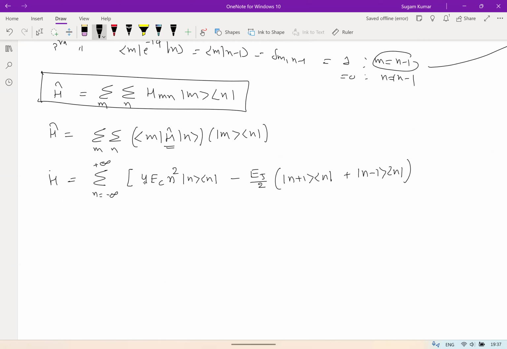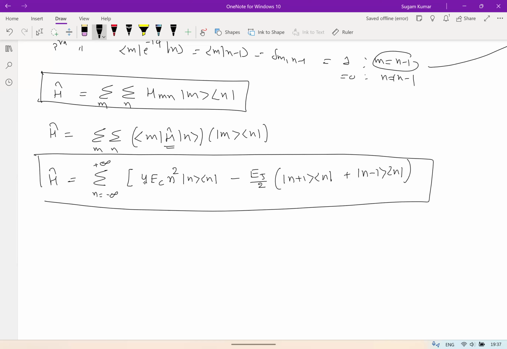So this is the Hamiltonian in the number operator form. I have completely written the Hamiltonian in the number form. Or you can say this is the Hamiltonian in the number basis.